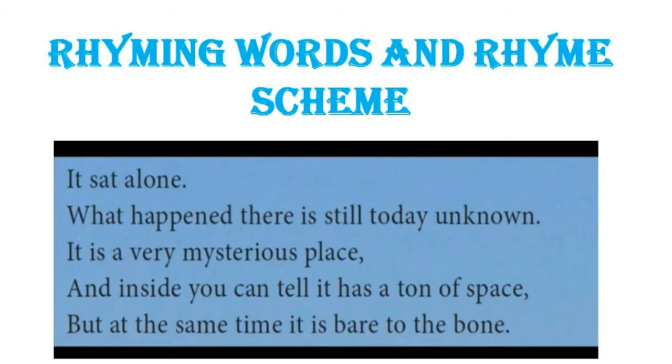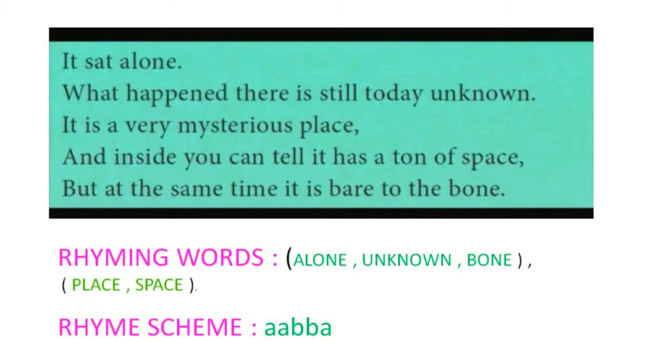Now let us go through the rhyming words and the rhyme scheme of this poem. Now let us look at the first stanza. It sat alone. What happened there is still today unknown. It is a very mysterious place, and inside you can tell it has a ton of space, but at the same time it is bare to the bone. In this stanza, the rhyming words are alone, unknown, and bone. The next pair of rhyming words are place and space. So, the rhyme scheme used here is A, B, B, A.